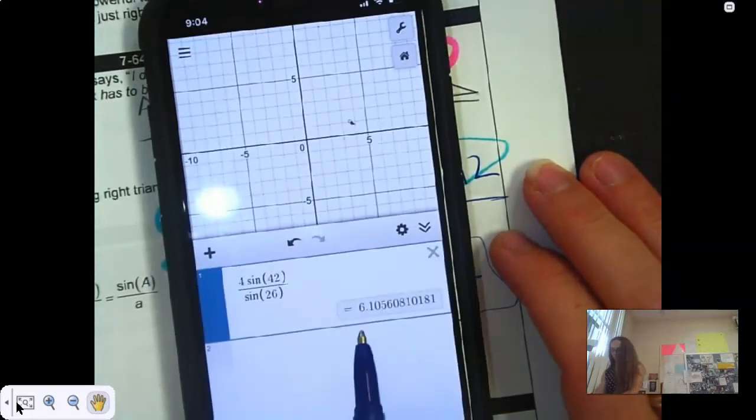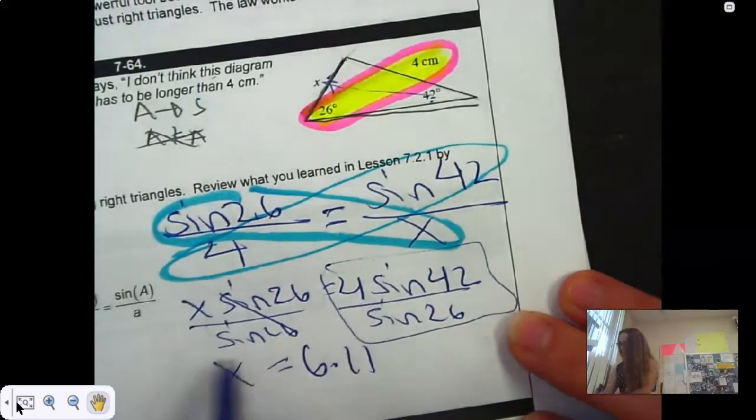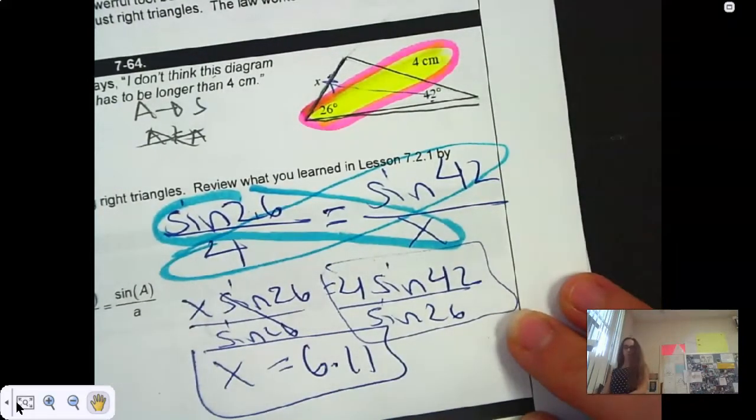And now remember, I want you to round to the nearest hundredth, so that 5 makes it, instead of 10 cents, 11 cents. So x equals 6.11. And that's what they wanted. Okay? All right. Let's try the next one.